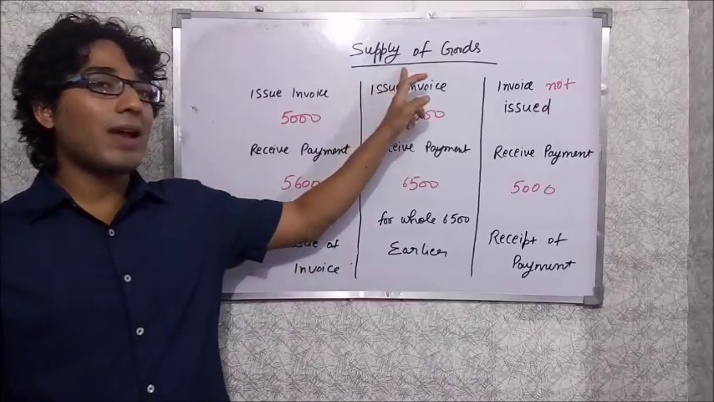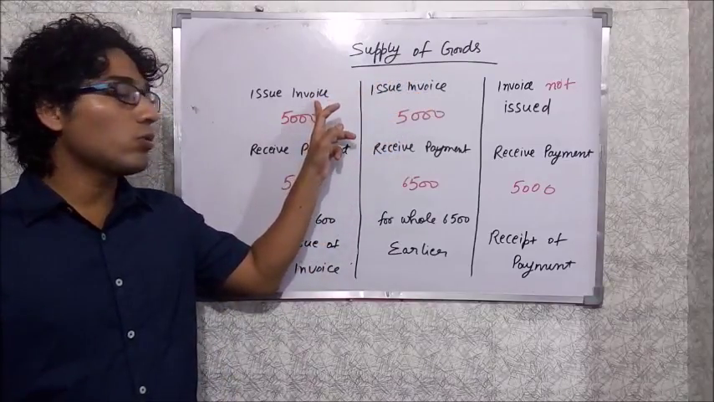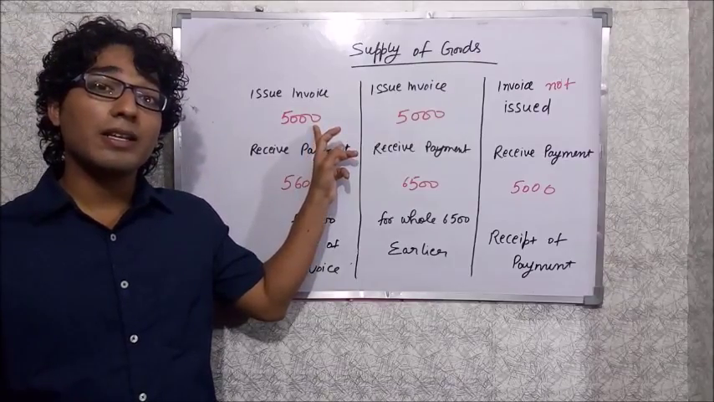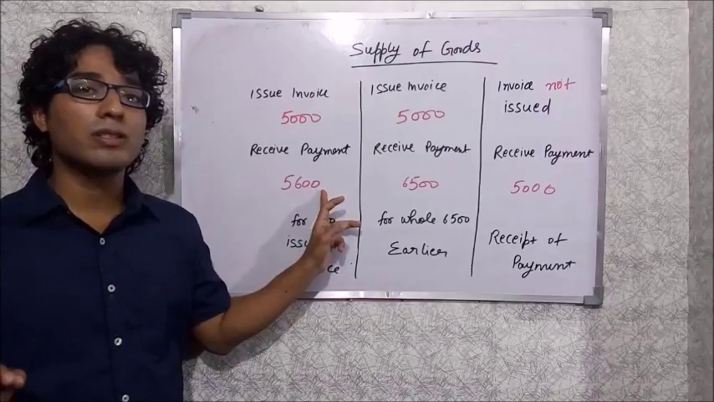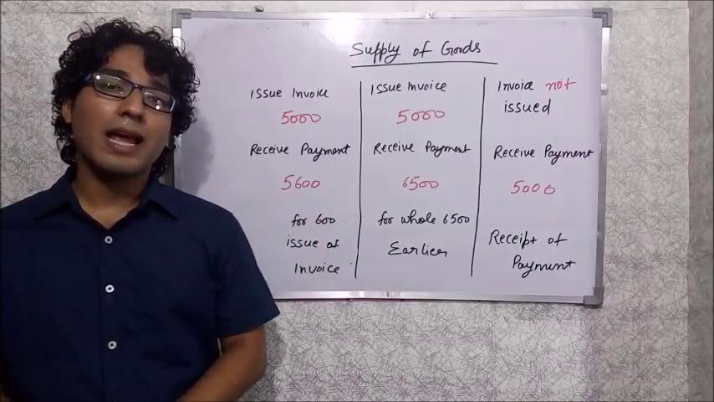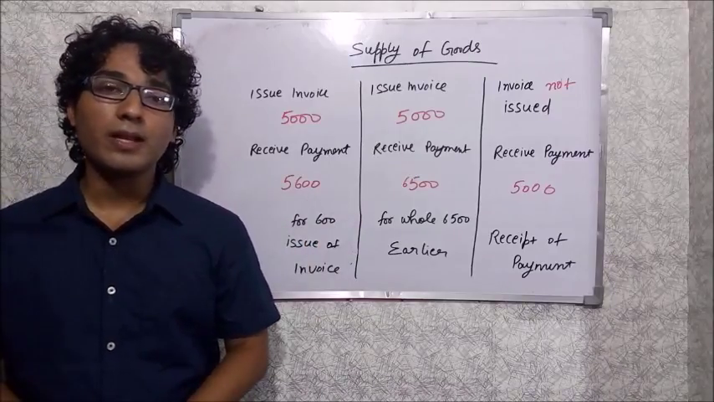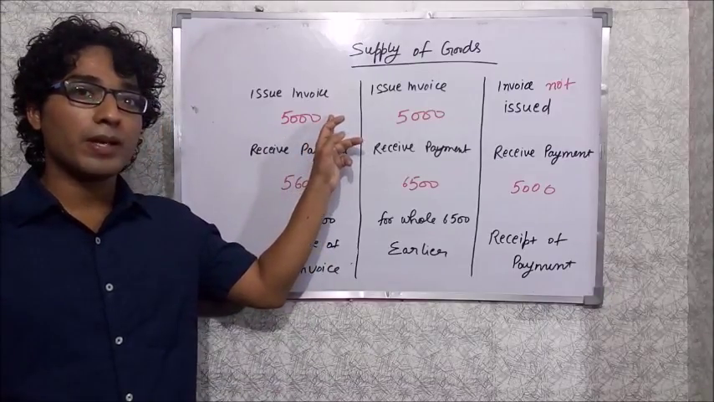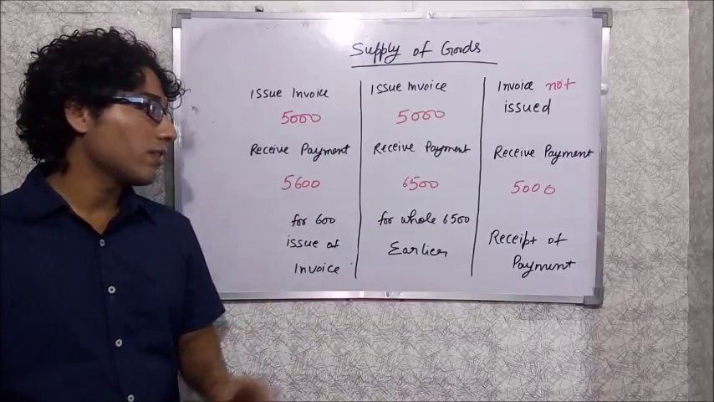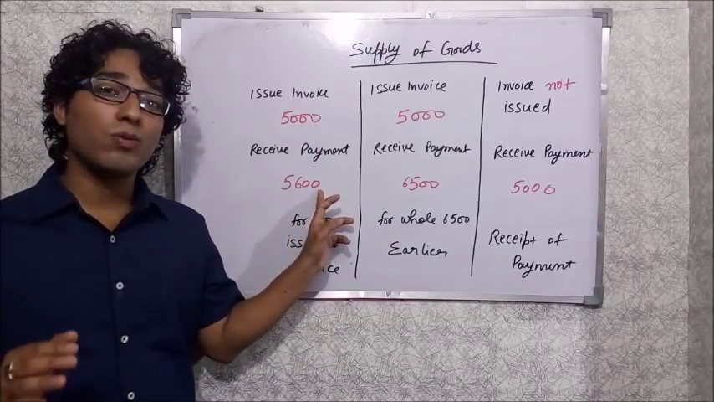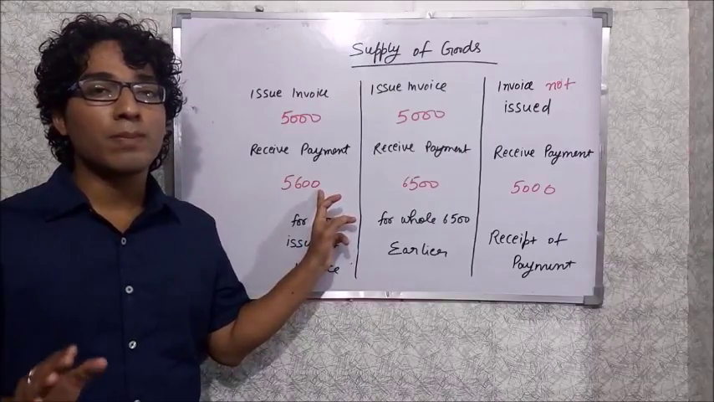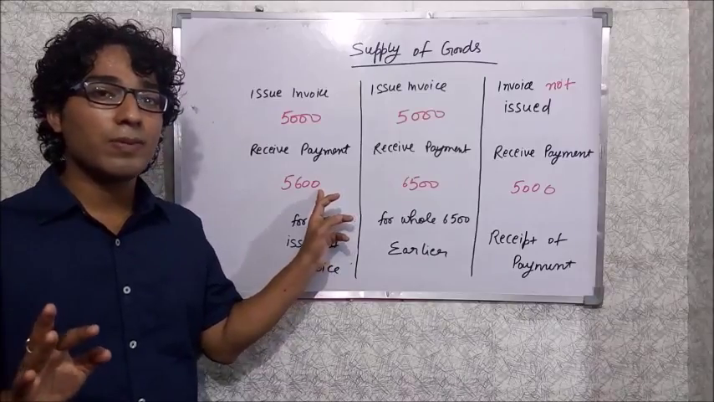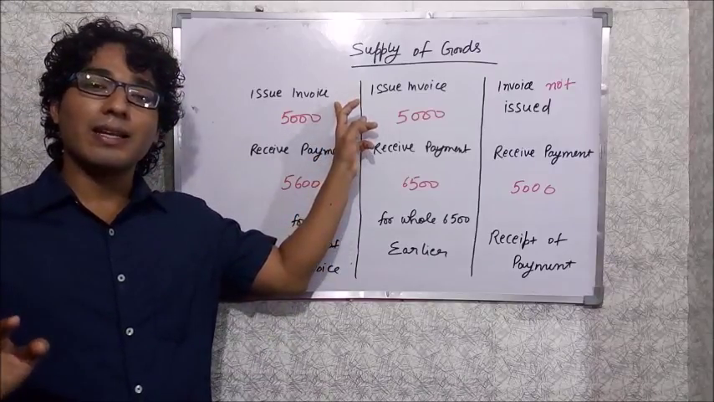Suppose you are a supplier of goods and you issued an invoice of 5000 rupees and you receive a payment in respect of that invoice of 5600 rupees. What will be the time of supply in that case? The time of supply will be the time of issue of invoice, because the advance received is 600 rupees, which is up to 1000 rupees. So the time of supply of only the 600 rupees will be the date of issue of invoice, and that is the option.